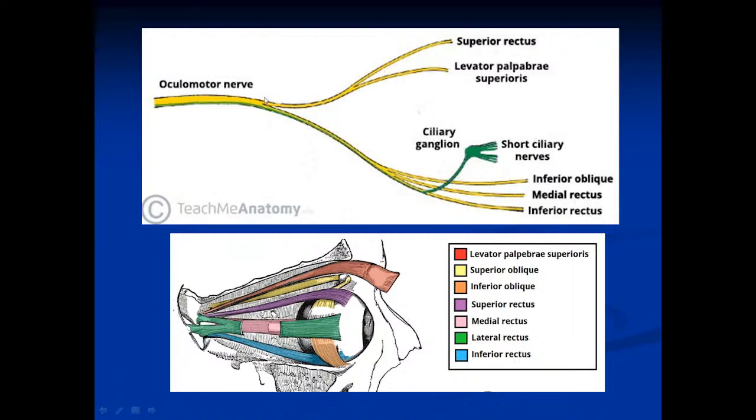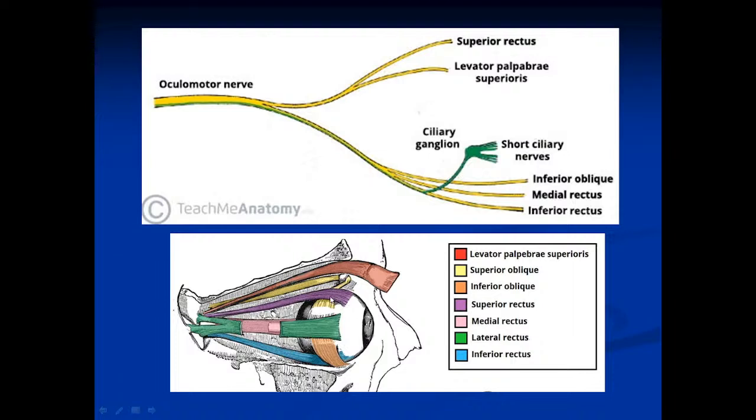Look, you can see oculomotor nerve. And also you must know that this nerve is divided into superior branch and inferior branch. Superior branch innervates two muscles, superior rectus and levator palpebrae superioris. And inferior branch innervates inferior oblique, medial and inferior rectus muscle of our eye. Look, this is medial rectus, inferior rectus. This is inferior oblique. And also you can see levator palpebrae superioris muscle and superior rectus muscle, which are innervated by the superior branch of this nerve.